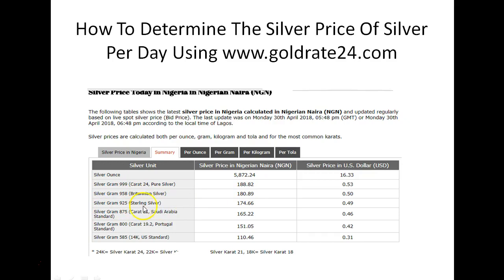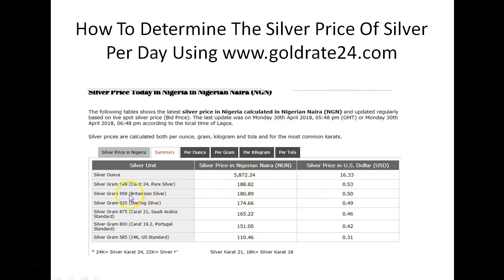A gram of 925 sterling silver is 174.66. The first one is pure silver. The second one is not pure; it's Britannia silver. The third is sterling silver. The next is 21 karat Saudi Arabia silver, the next one is Portugal silver, and this one is US standard. But among all of these, the silver we are producing is the 24 karat silver, the high-purity silver, and that's why our price is within this range of sales.